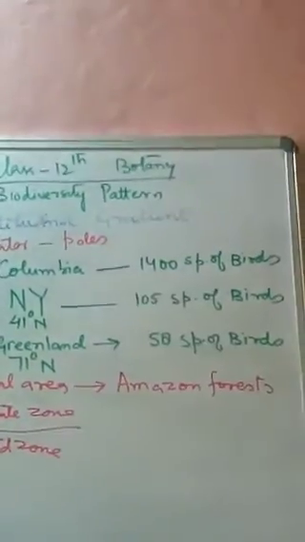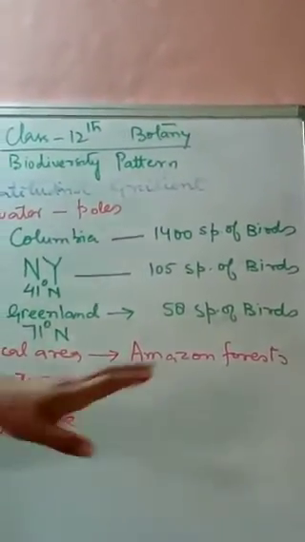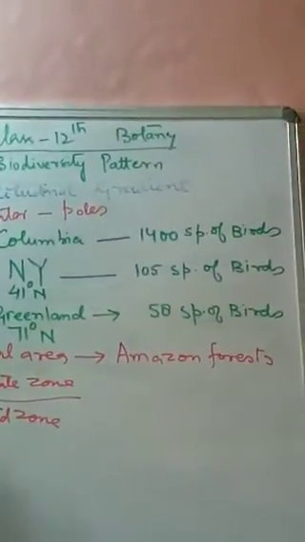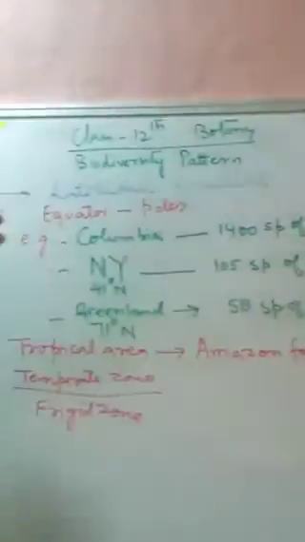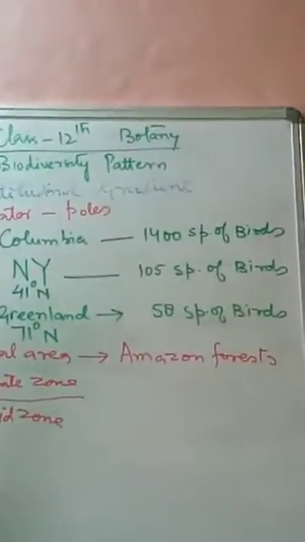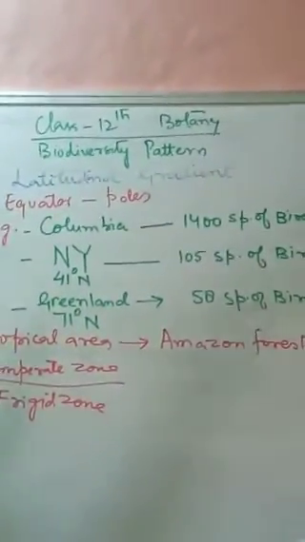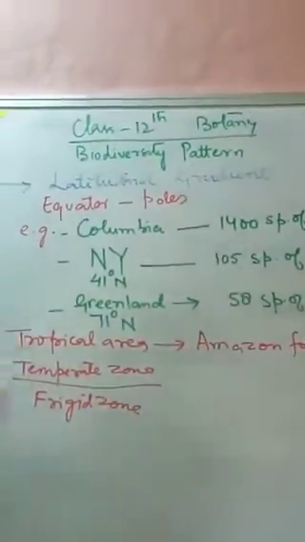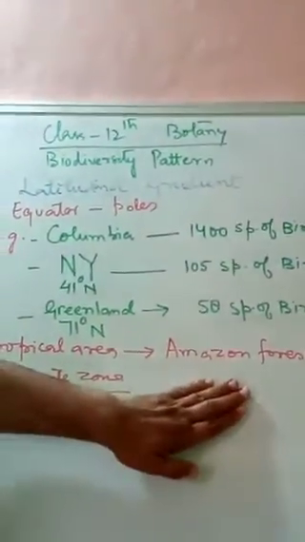In this Amazon forest, what do we see? It is a tropical forest found very close to the equator. We see that it has diverse forms of organisms. Maximum different species of organisms are found in these forests.